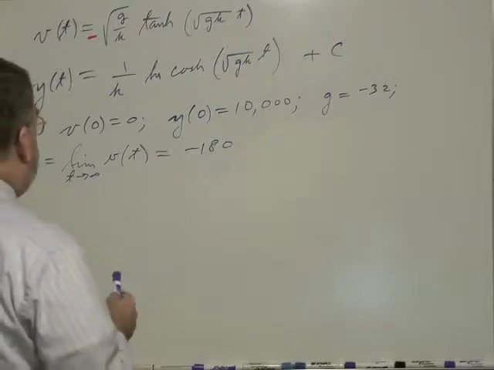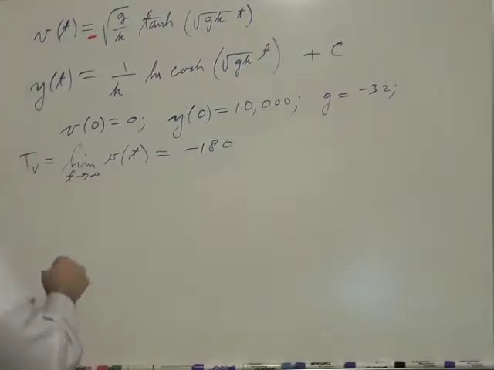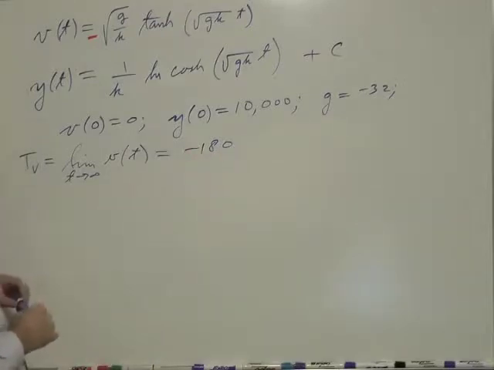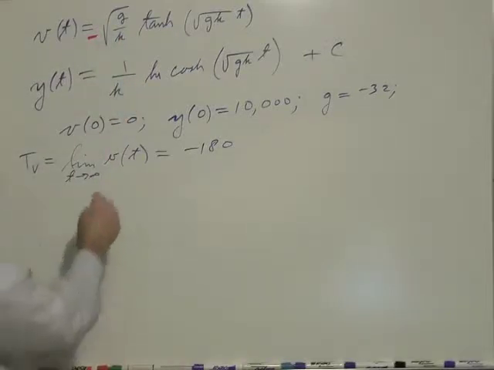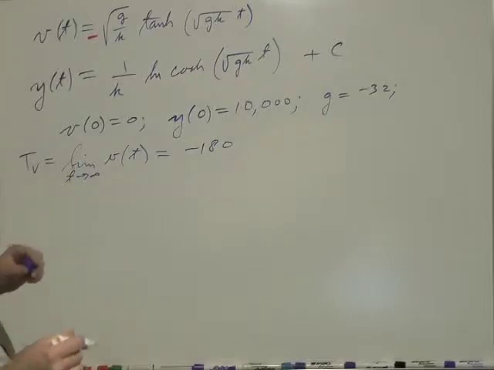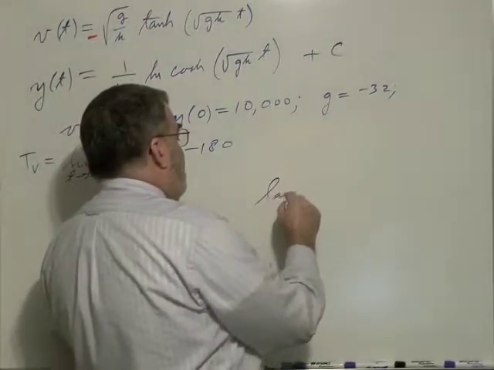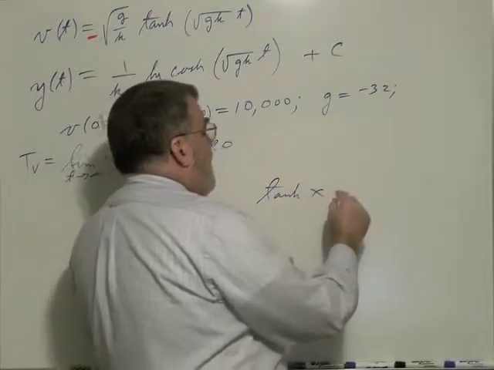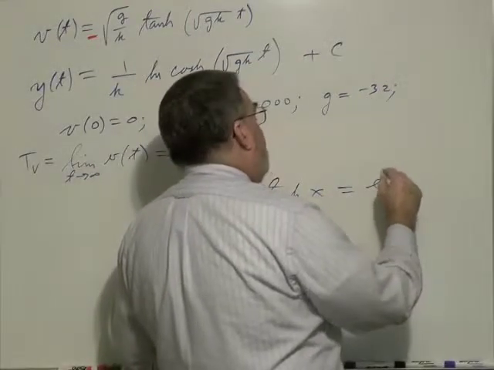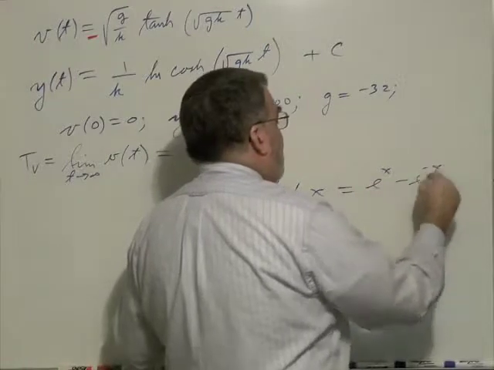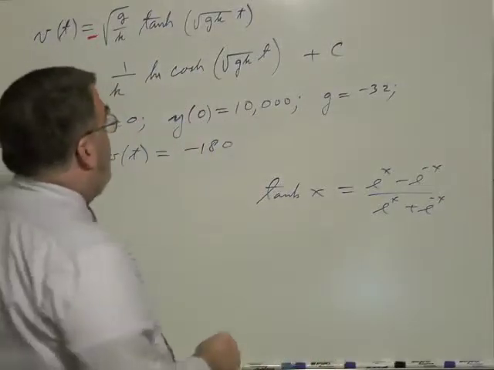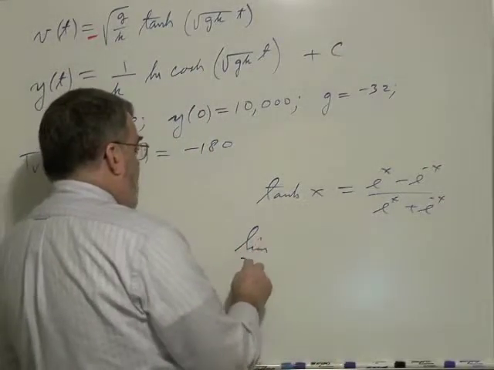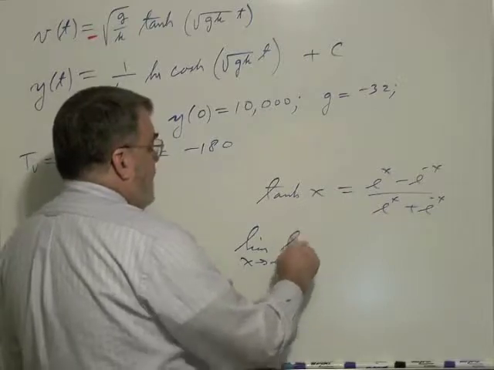Now, first I'm going to dispense with the terminal velocity assumption, and this will allow us to figure out what k is. And so first of all, we want to know what's the limit of a tangent function. The hyperbolic tangent of x is e to the x minus e to the minus x over e to the x plus e to the minus x.